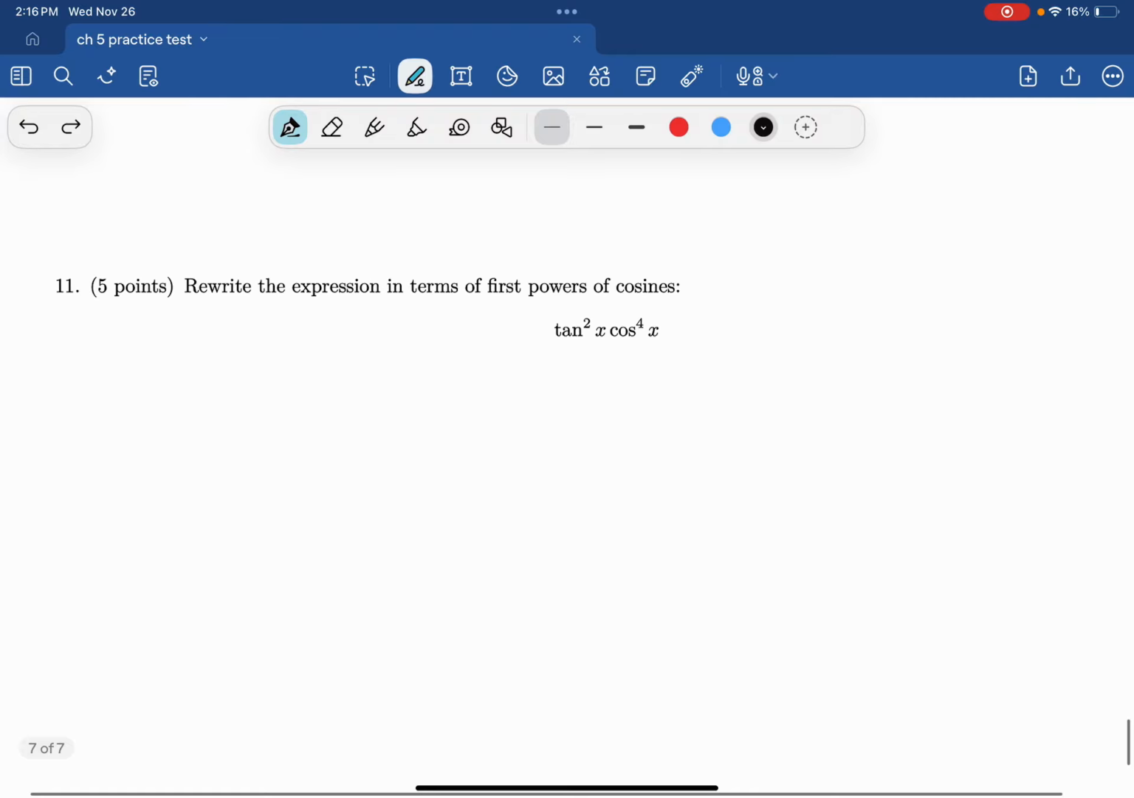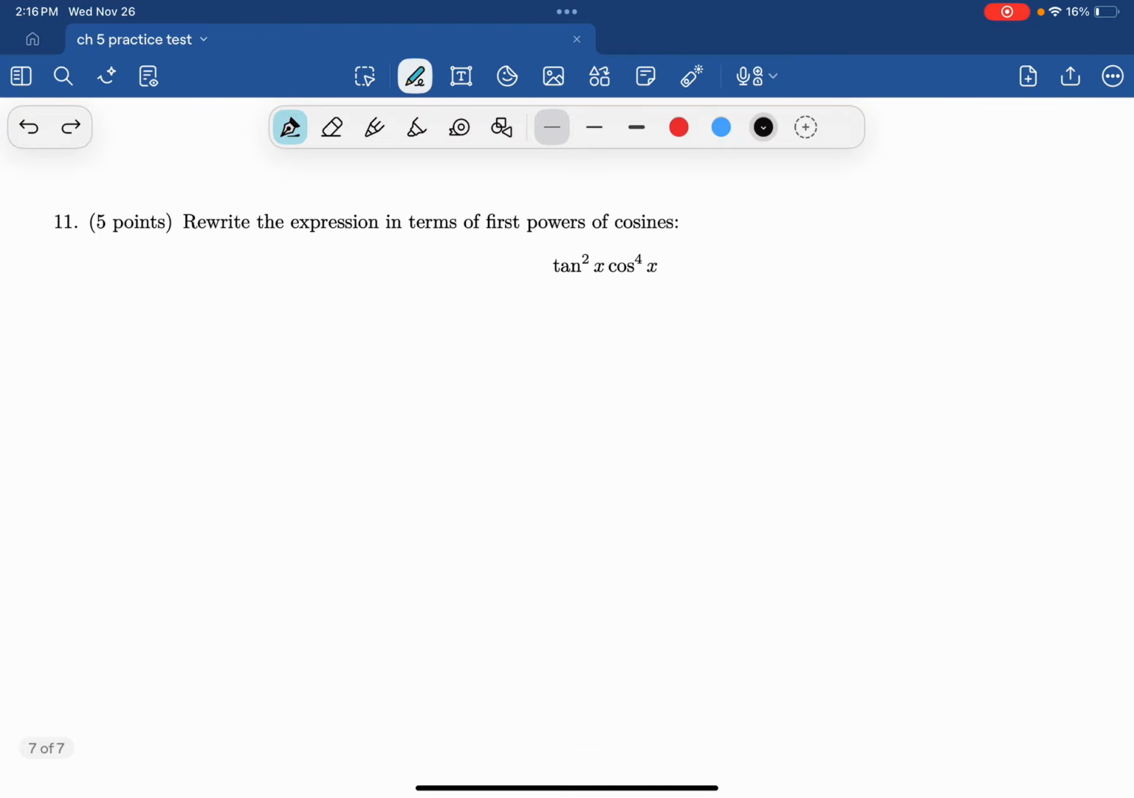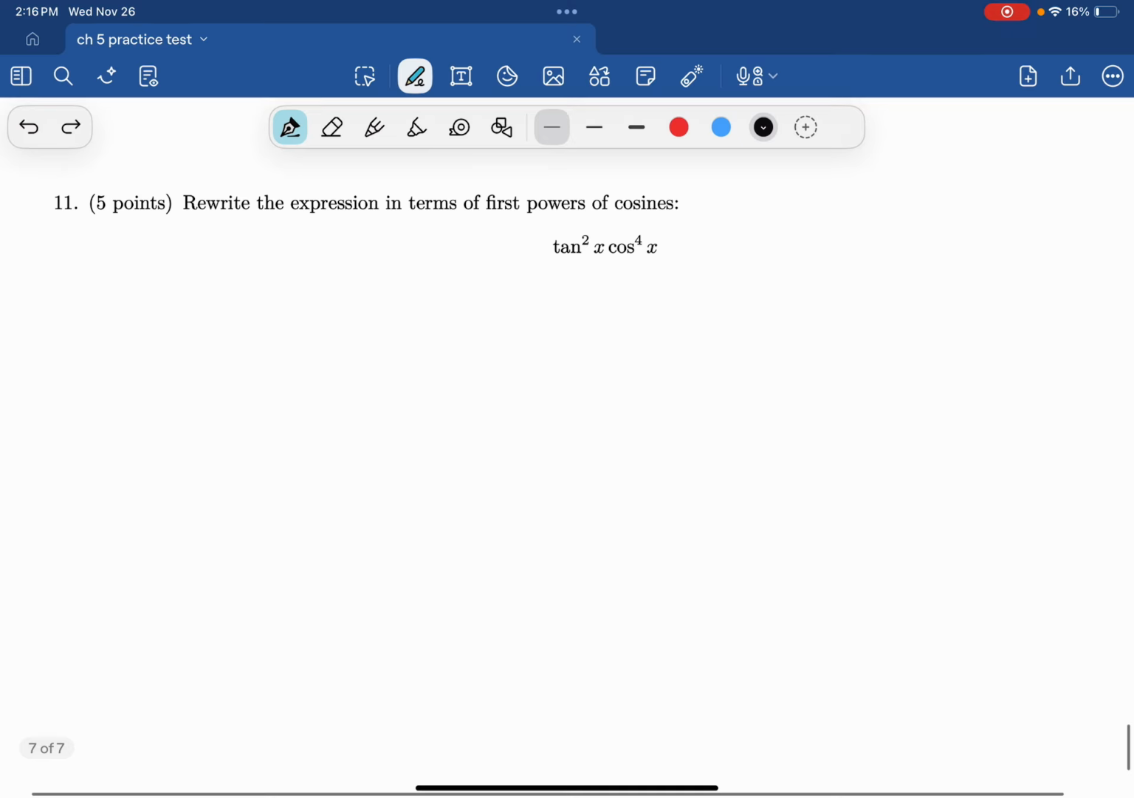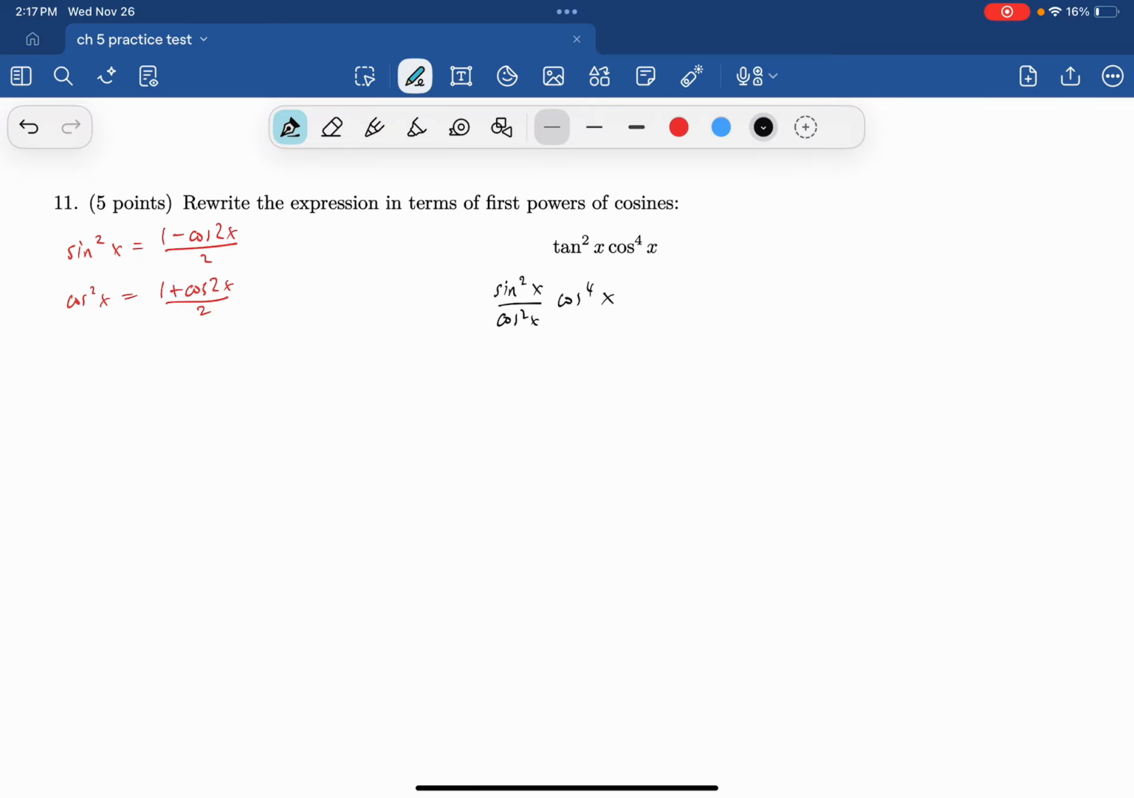Okay, final question, power reduction. All right, so as my first step, let's first recall the power reduction formulas, right? Sine squared x equals 1 minus cosine 2x over 2. And cosine squared x equals 1 plus cosine 2x over 2. Okay. My first step is that I'm going to rewrite this in terms of sines and cosines. That helps get rid of a power of 4 at least.